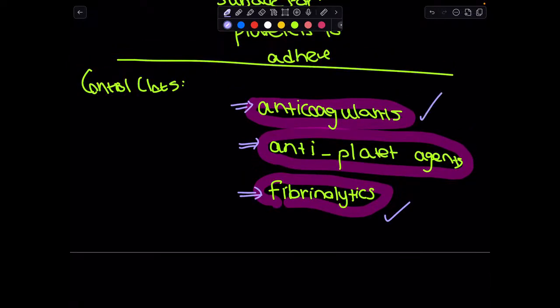Whereas anticoagulants is about the coagulation factors. Exactly. Anticoagulants target the clotting factors in the blood, which are proteins that help form clots.